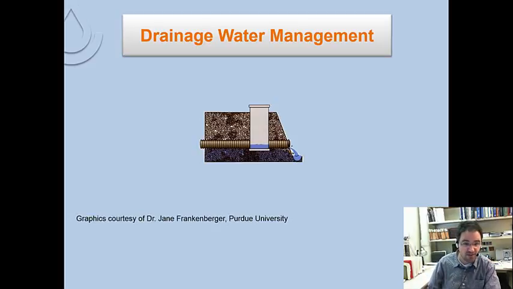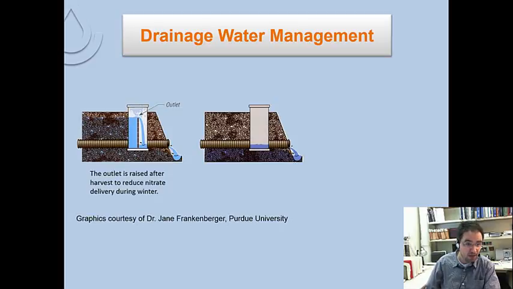All we're doing is putting some stop logs, weir plates, whatever we want to call them, within our control structure right here. We put those plates in place so that water has to build up behind those plates before it flows out to the stream. So we're using the soil back here as a natural reservoir and managing the water table in our field to try to hold some of that water back.